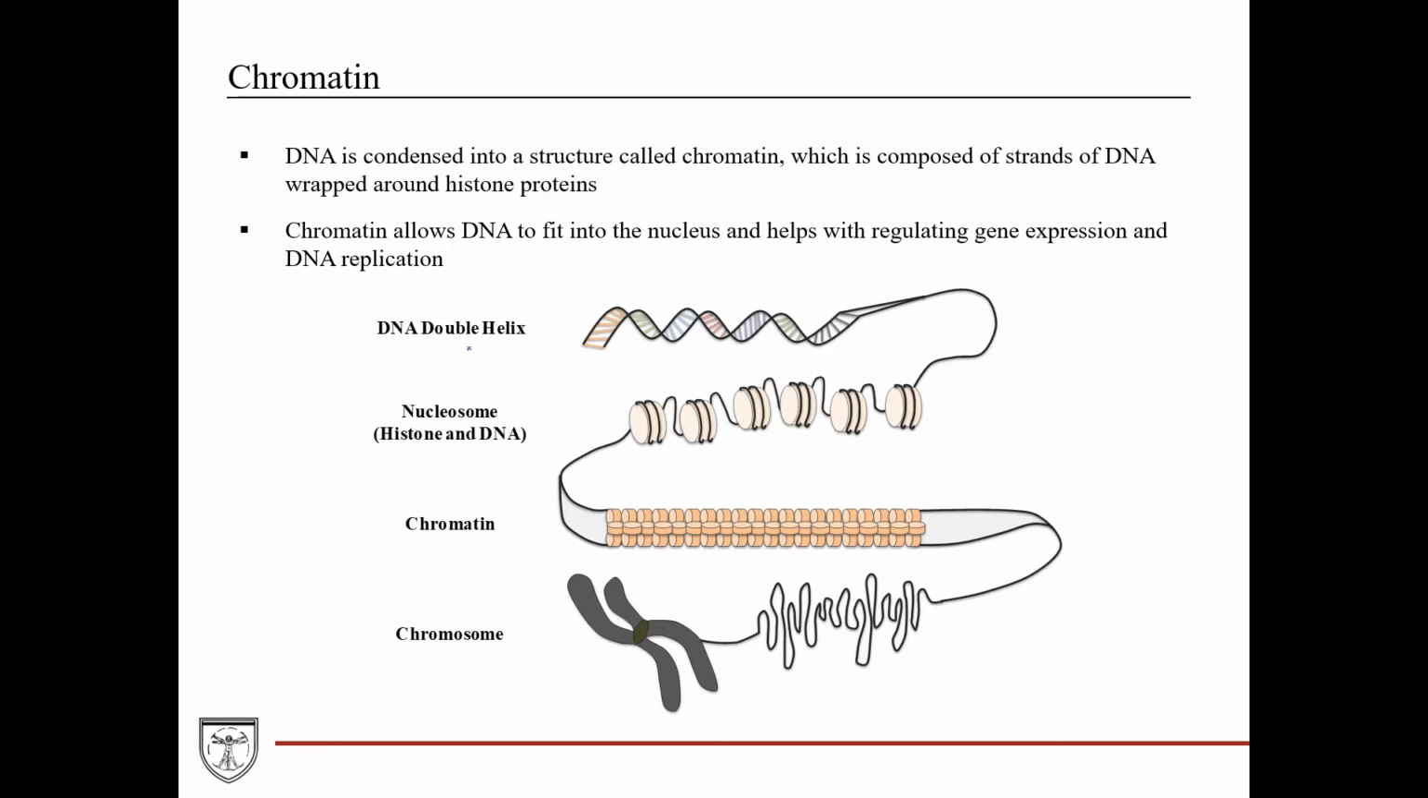So we started with the double helix. You can see that here with the base pairing. And then it's further condensed into a structure called chromatin. And you can see that here in the diagram.